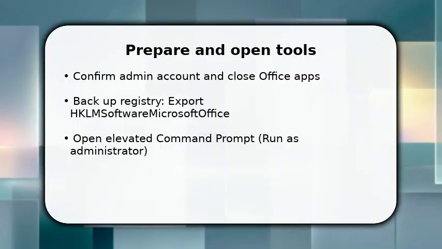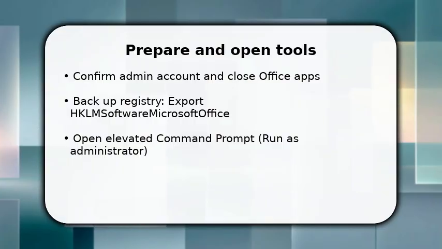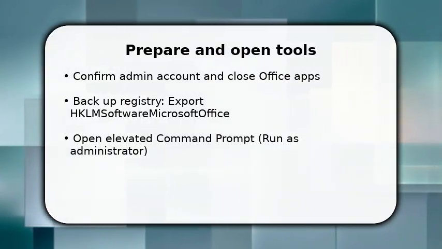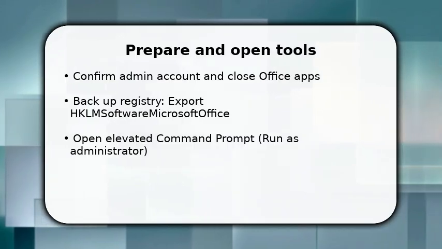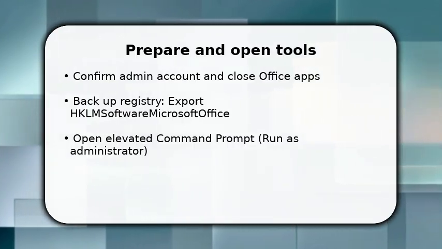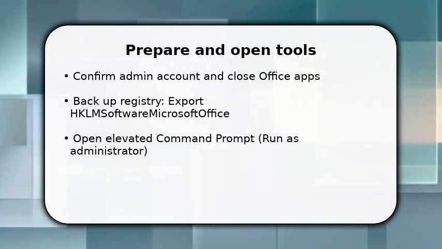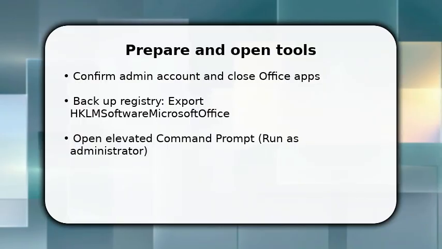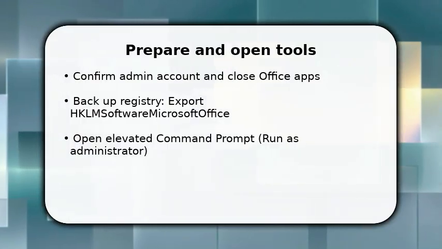You start by using an administrator account and closing every Office app. This avoids file locks. Once done, export the Office registry key as a backup so you can restore if needed. Next, open an elevated command prompt by right-clicking and choosing Run as administrator. You'll need it for the key removal commands.